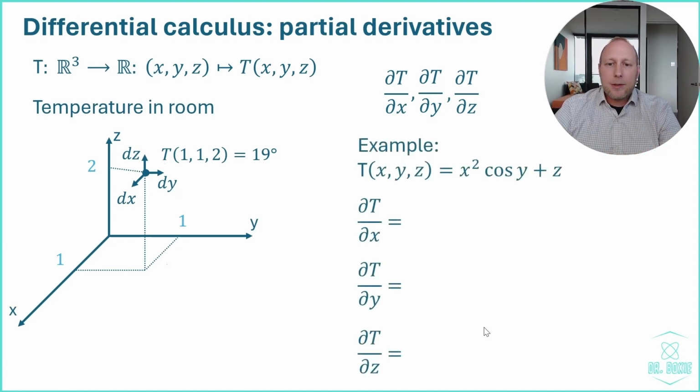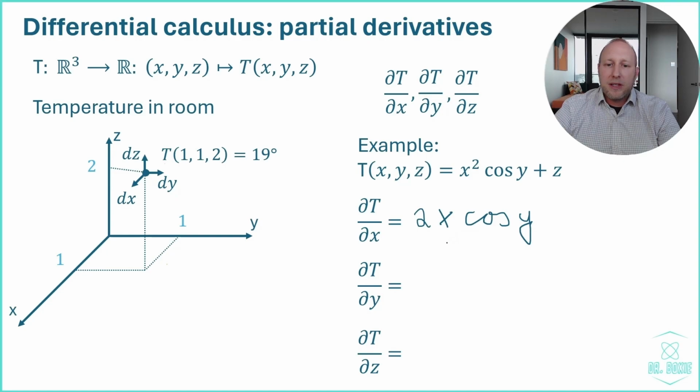Now, how do we calculate something like that? Well, as an example, let's look at the function x squared times cosine y plus z. Calculating dT dx means we keep y and z constant. We treat them as if they were constants. And so we have x squared times the cosine of some constant plus z. Taking the derivative of that with respect to x gives us the following. The derivative of x squared with respect to x is 2x, and it is multiplied by some constant cosine y, which just remains there. So we get 2x times cosine y, plus the derivative of z with respect to x, which is 0.